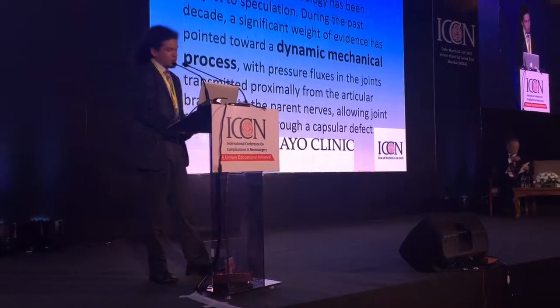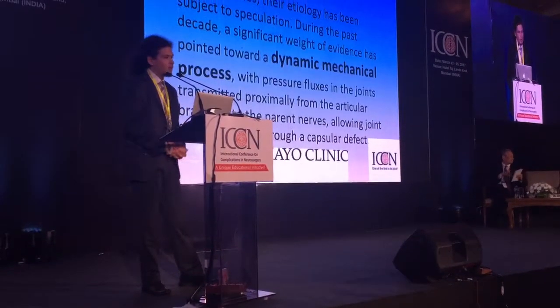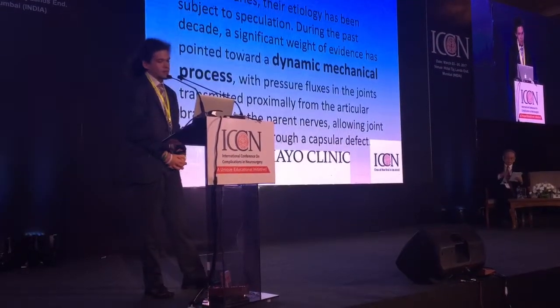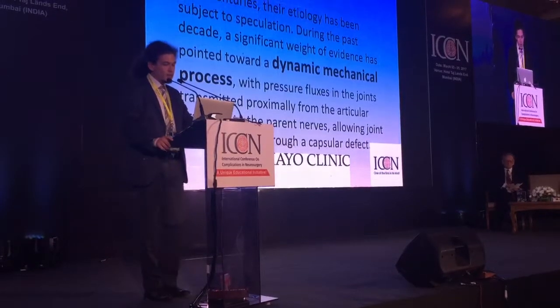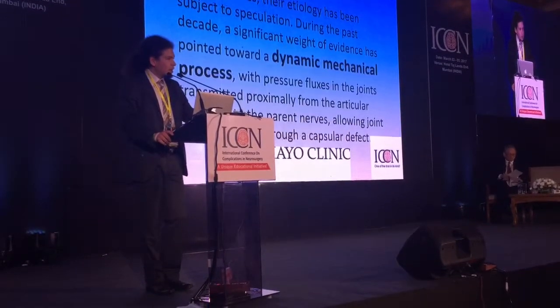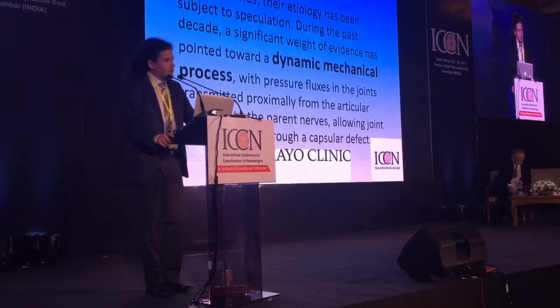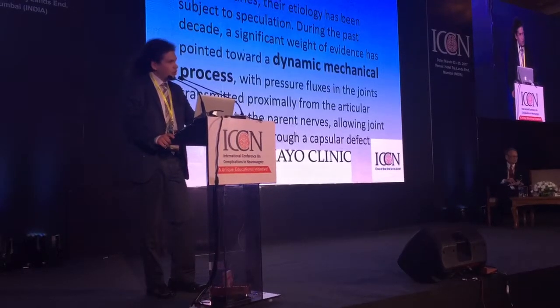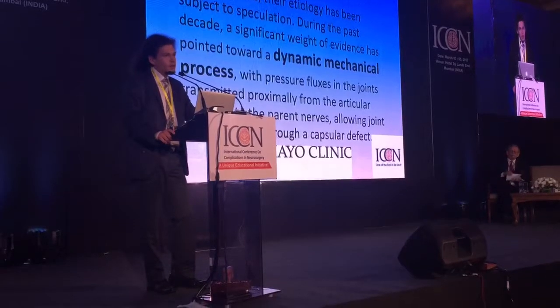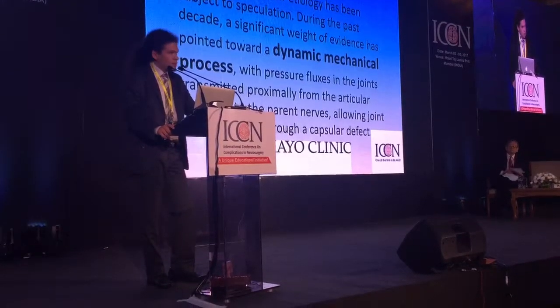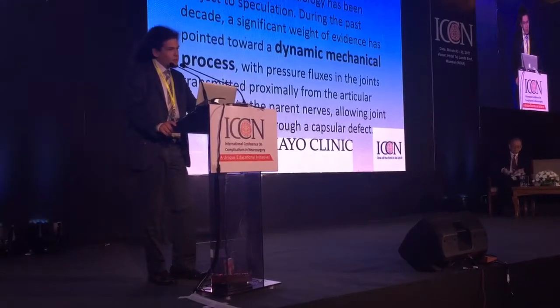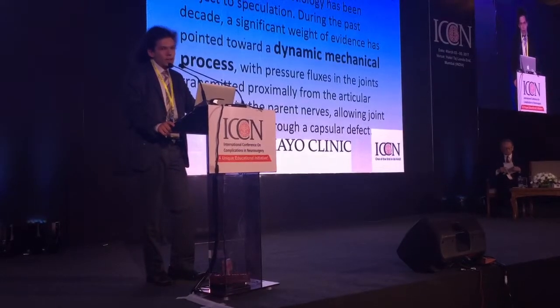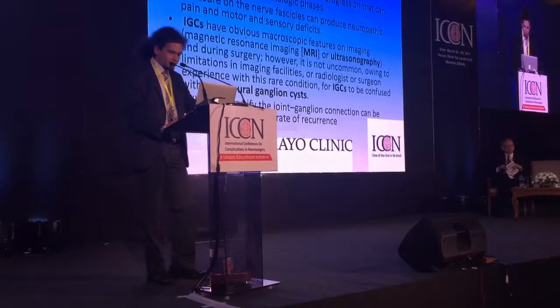There are some processes and theories that we can use to explain the etiology of internal ganglion cysts, and the most common one is the dynamic mechanical process. In the dynamic mechanical process, there are pressure fluxes in the joints that originate from the joint and go proximally to the parent nerve. And during this transmission, the cyst synovial fluid, the joint fluid, can leak through the capsular defects.